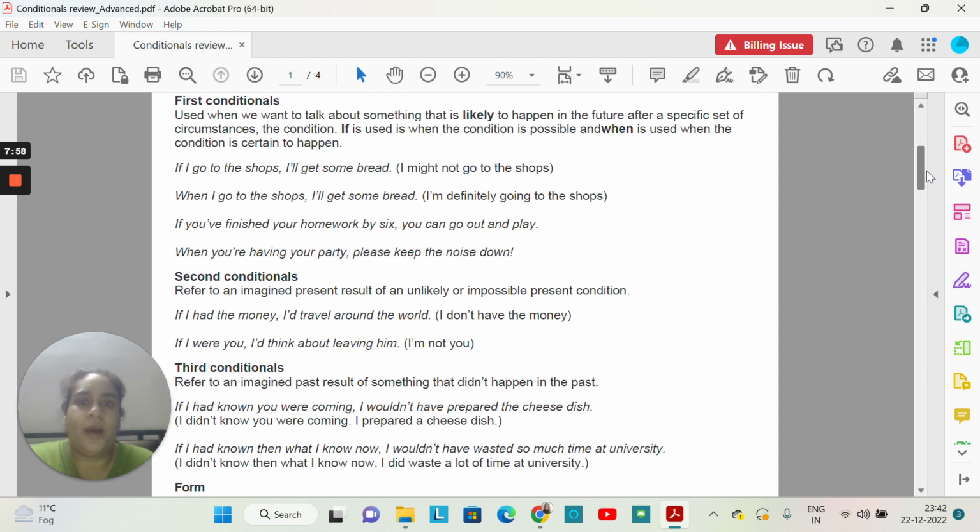When you're having your party, please keep the noise down. That means the person who's saying this line, he 100% knows that the party is going to take place. All he's saying is that when you're having a party, that means when you start your party, please keep the noise down. That's the outcome. Fine. I hope this is clear to you. Zero and first conditionals.